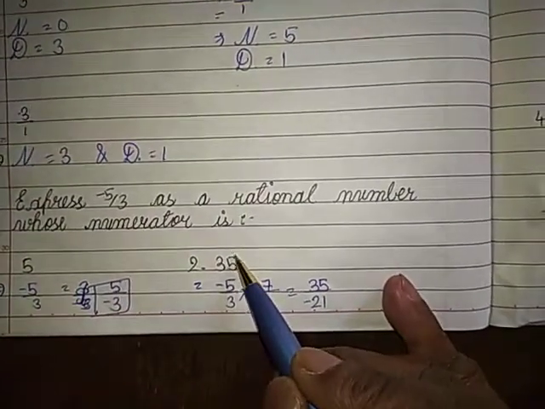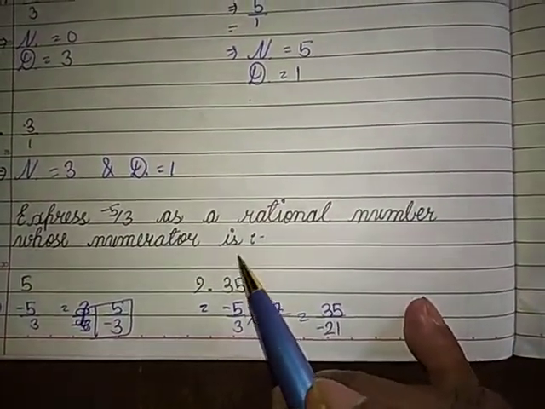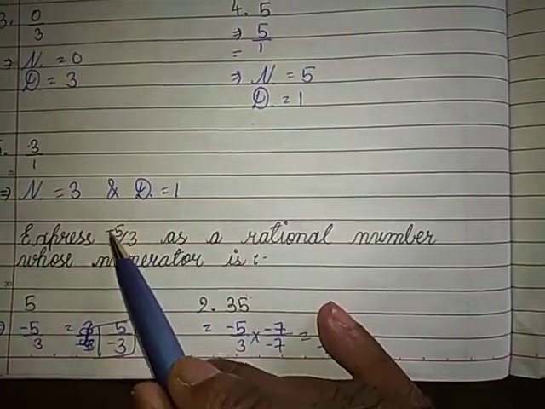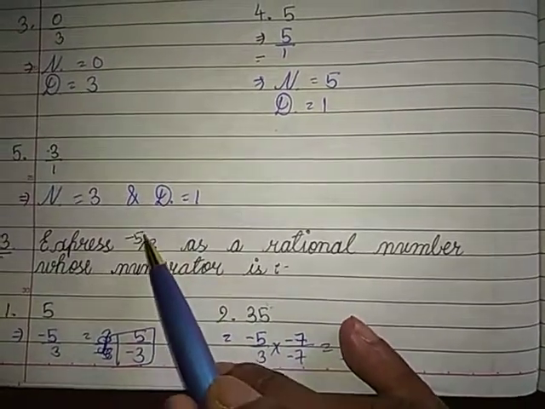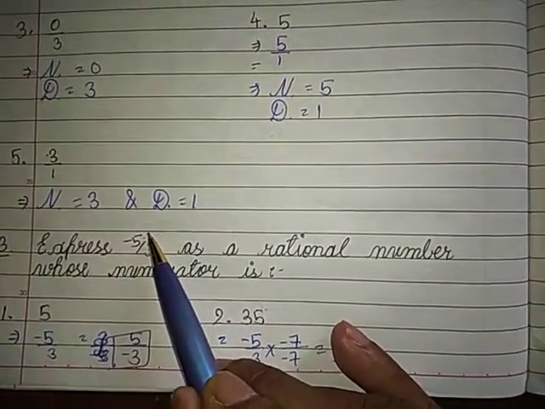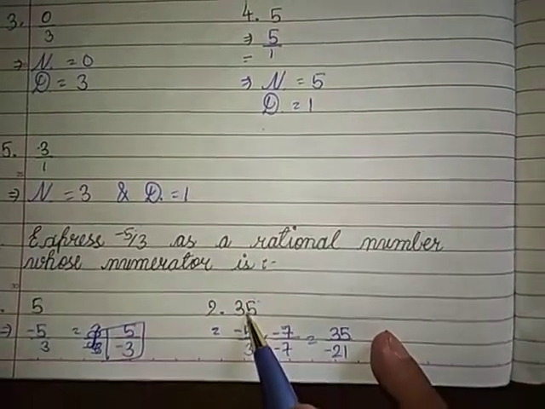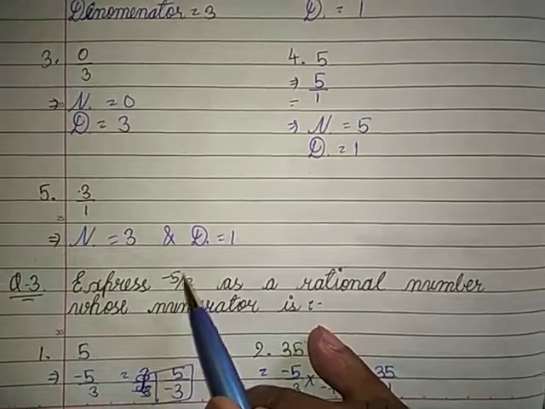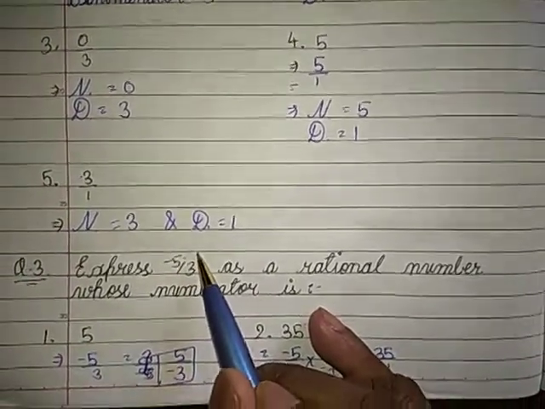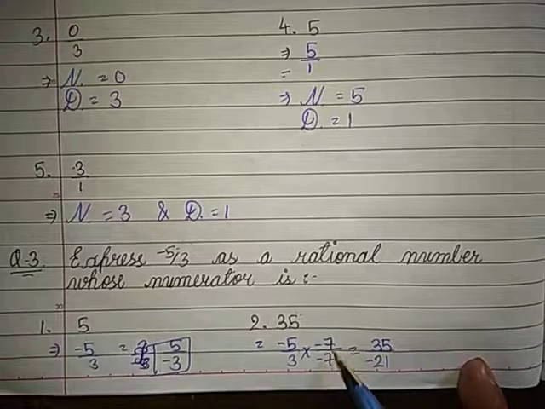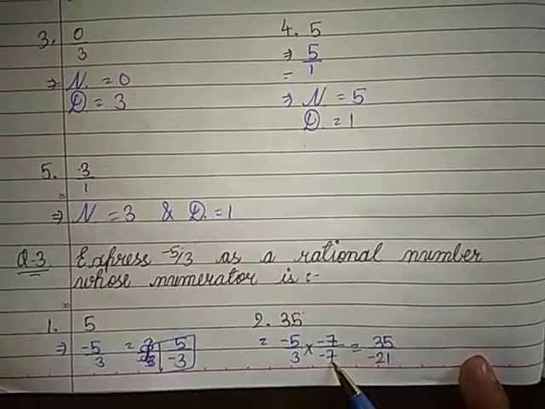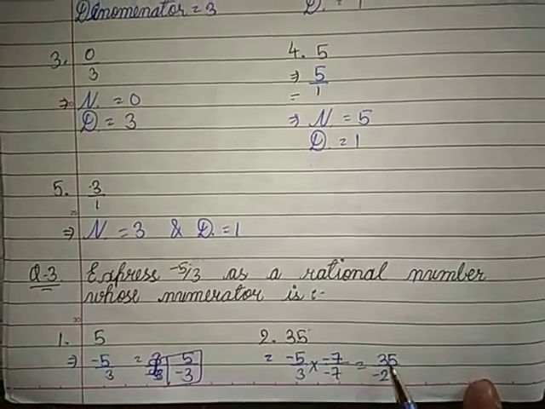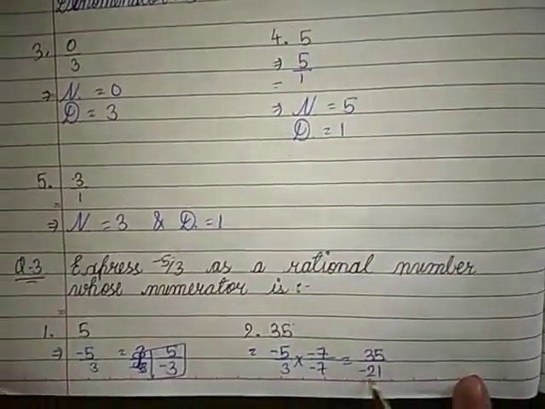Now what you have to make? Numerator 35. What number is given to you? Minus 5 by 3. What is your numerator? 5. So multiply it with 7 to get the numerator 35. But what is 35? Plus. If you multiply with 7, what will you get? Minus 35. So you have to multiply with minus 7. So you have to multiply the numerator as well as the denominator with minus 7. So minus into minus is plus. So 7 5s are 35, and 7 3s are minus 21.